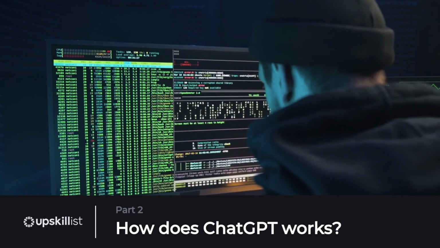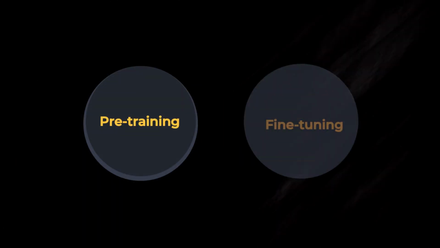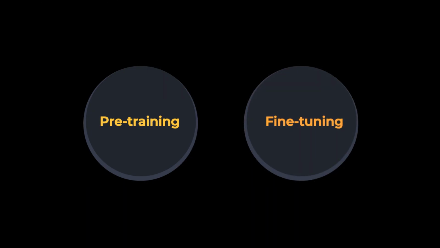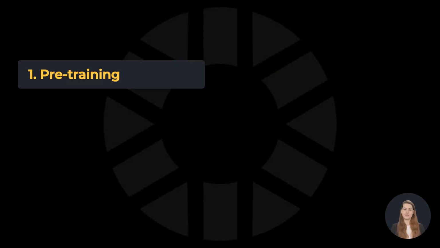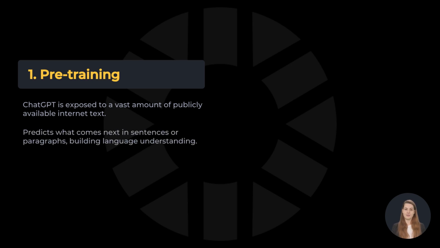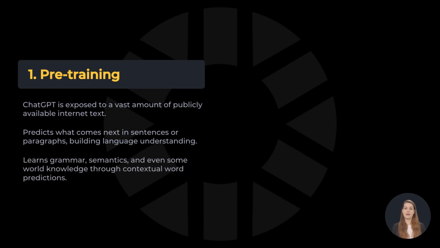ChatGPT's training process involves two key stages, pre-training and fine-tuning. Let's talk about them. During pre-training, ChatGPT is exposed to a massive amount of publicly available text from the internet. This exposure helps the model develop a strong language understanding by predicting what comes next in a given sentence or paragraph. By predicting words in context, ChatGPT learns grammar, semantics, and even some world knowledge.